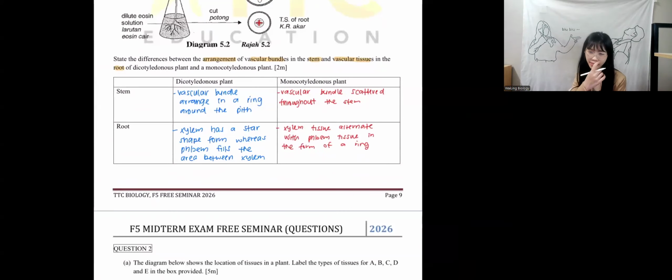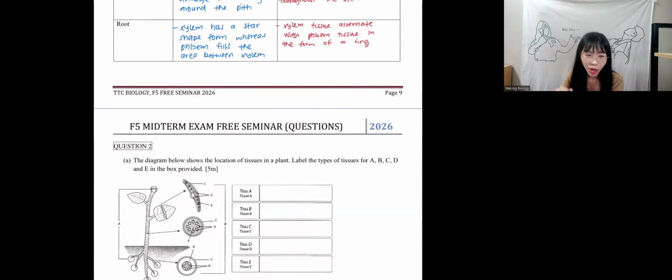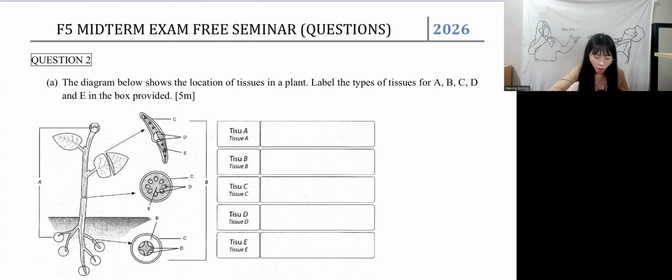Okay, nice. Next question. Diagram below shows the location of tissue in a plant. Label type of tissue A, B, C, D, and E in the box provided. Okay, we're going to start with A first. Before we write the tissue name, maybe we just label the diagram. Because A, they pointed at the tip at both areas. So maybe we just label the tip at this area first. But we don't say the tip of a shoot, right? We call this apical. Apical, young plant cell, we call this meristem. It's called apical meristem. Okay, we will label here.